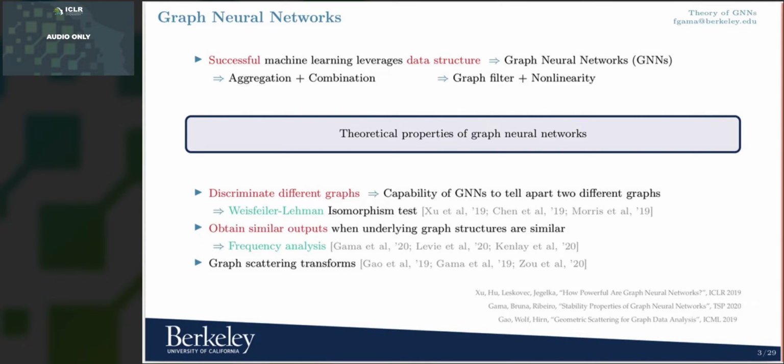We want the GNN to yield the same output when processing the same graph signals as long as the underlying graph structures are similar. The key tool for this approach is to carry out a frequency analysis of GNNs. Finally, although I won't be covering this in this talk, we have graph scattering transforms. In this case, the graph filters are replaced by banks of graph wavelets that are carefully designed instead of learned. Knowing the wavelets and tailoring them to the particular application allows for a very deep analysis of the behavior of these scattering transforms. Guy Wolf is an expert on this subject.